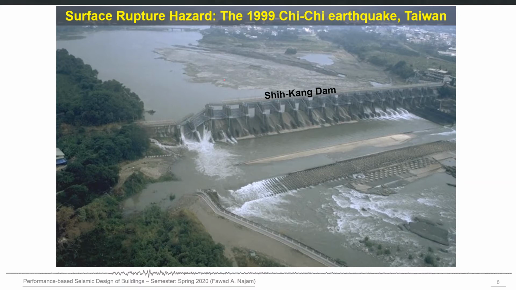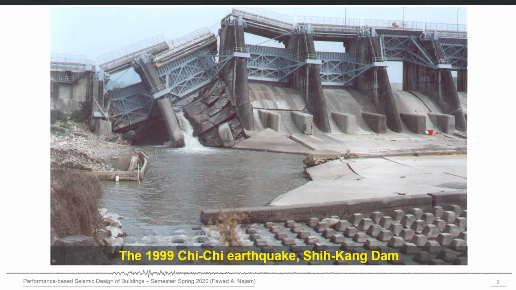This example is from 1999 Chi-Chi earthquake in Taiwan. So this is the Xikang Dam, and this dam was located on a, I think, previously unknown fault, and that fault was running like this. And you can see here, I think a closer picture here, that one part of the land is just lifted up around 8 to 9 meters, and this part of the dam is just lifted up. So the level was this one, the original level, but now it is lifted up. So this difference is around 9 meters.